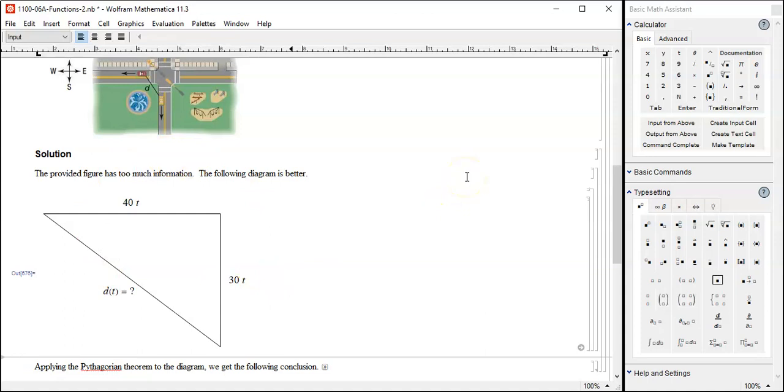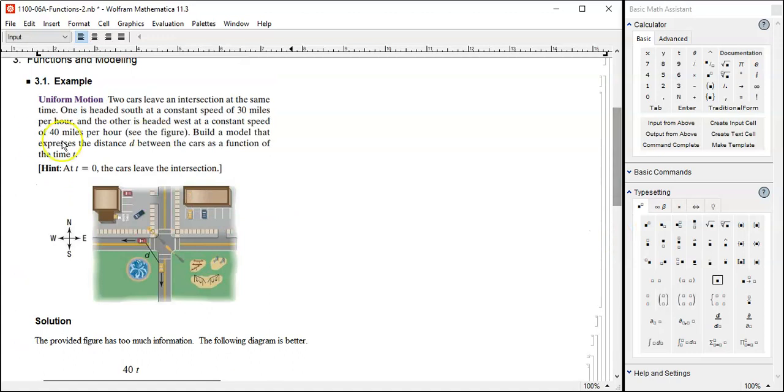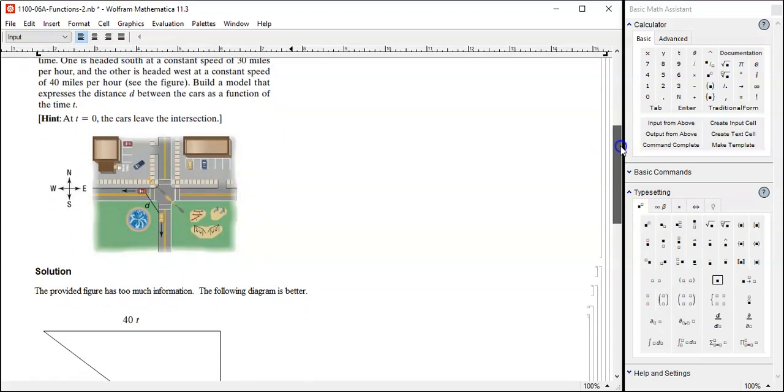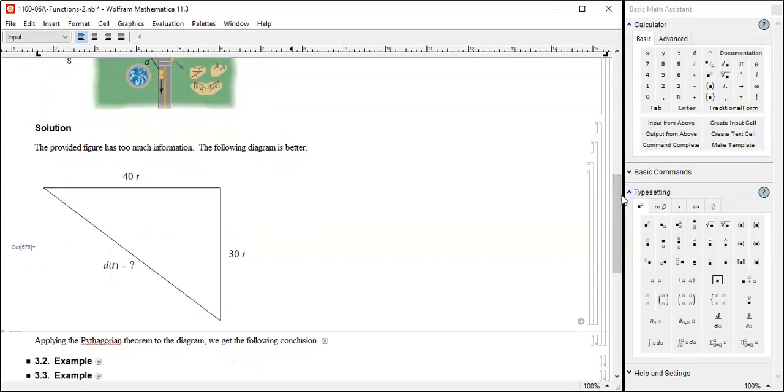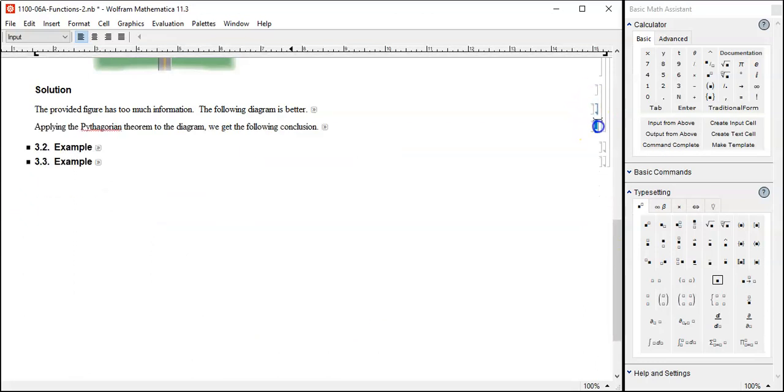You can use the Pythagorean theorem. Getting this diagram, of course, that's going to be the hard part. Look at the picture and go through the problem. 40 miles per hour, 30 miles per hour. Okay, here's the answer key. Pythagorean. All right, so much for the first problem.